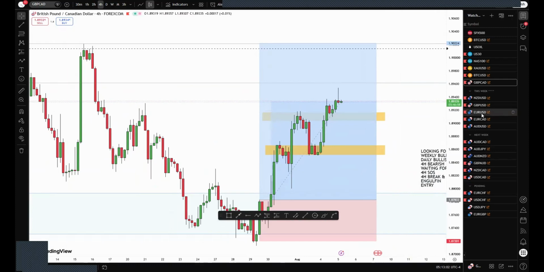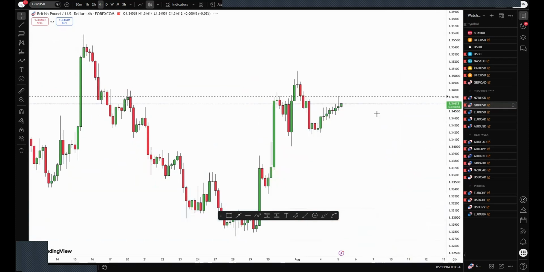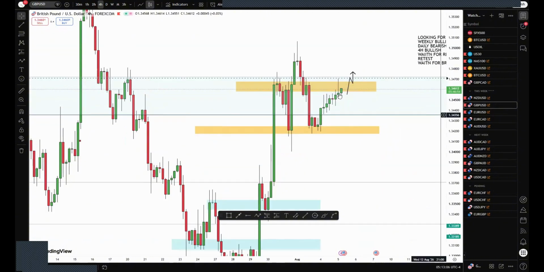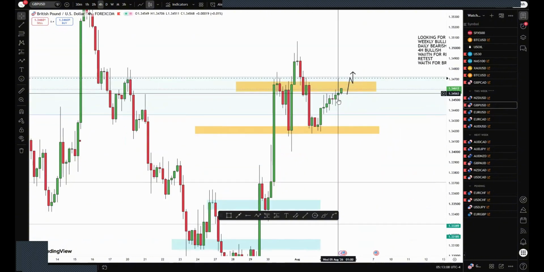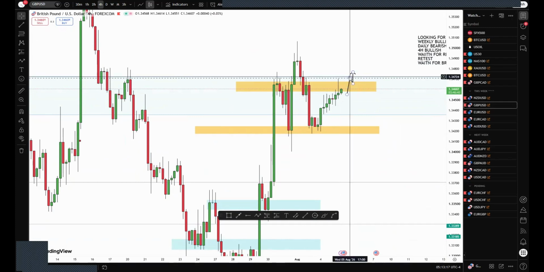With which pair? This one. This 4 hour candlestick has to fill it. Okay. So we have that wick fill which will break above this level.